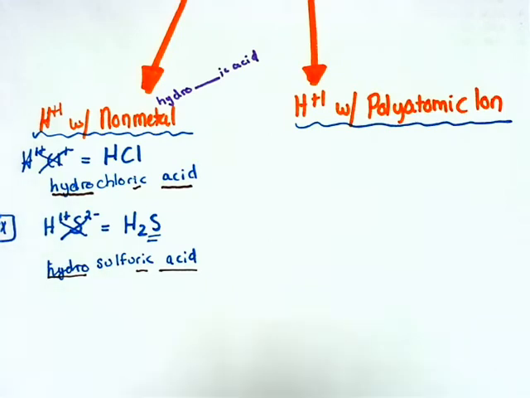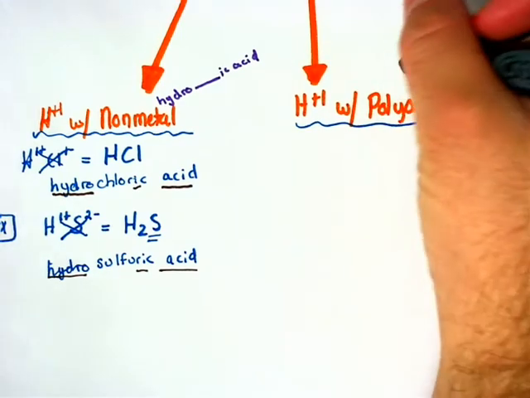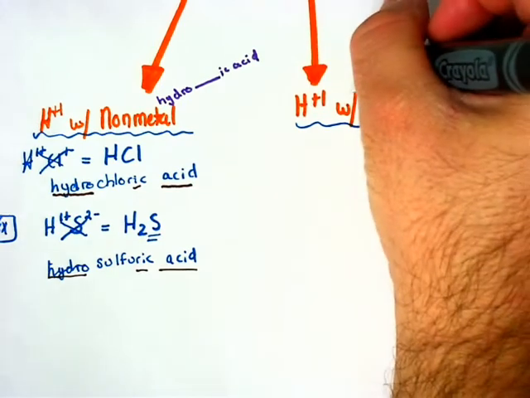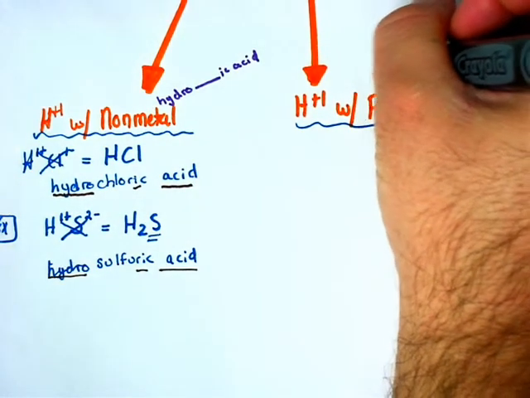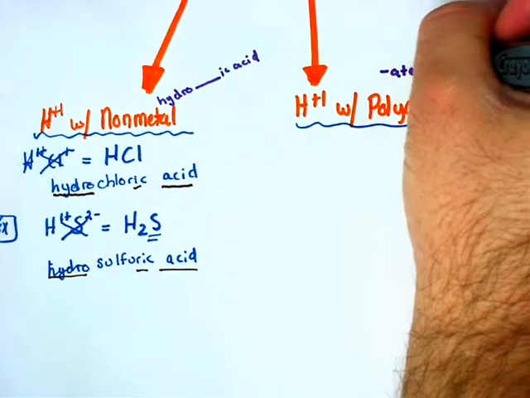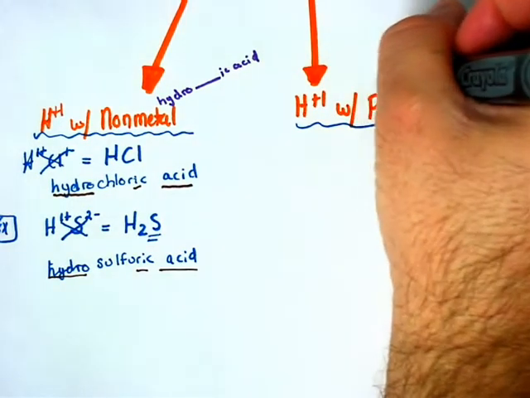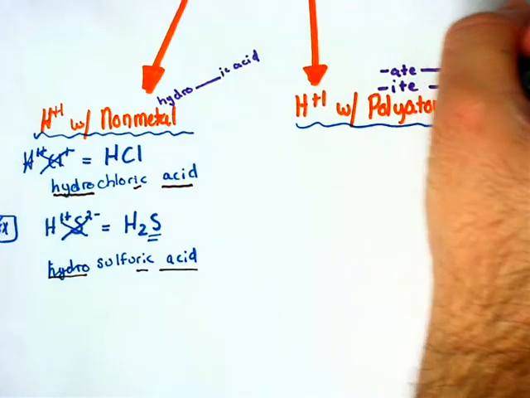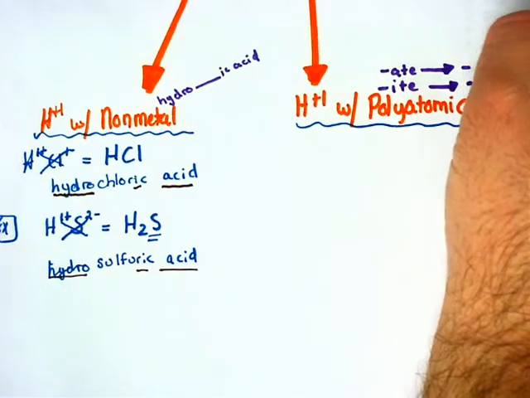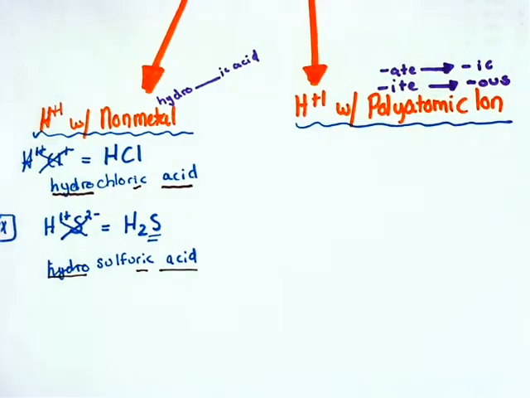Let's look at the opposing side, and here are the rules for the polyatomic ions. I'm going to write this up top. You take the ate endings and you change them to ic, and the ite endings you change to ous, OUS. And I'll show you how that applies in just a second. Ate changes to ic, ite to ous.